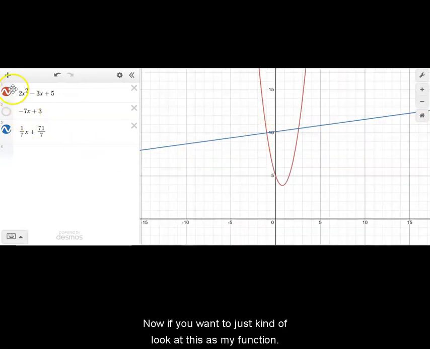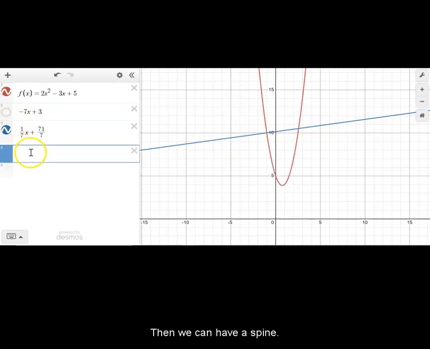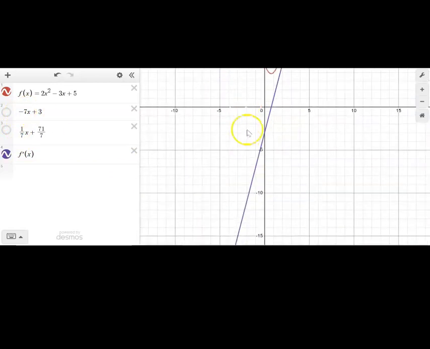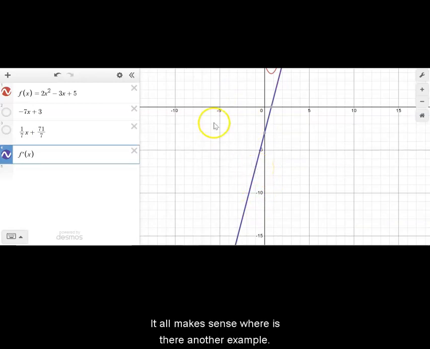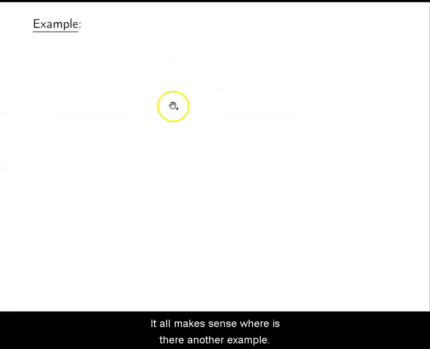Right. And now if you wanted to just kind of look at this as my function, and then we can have f prime of x as well. Okay, so this was my derivative function. And so we know that at -1, it should have an output of -7. Here we go. Okay. Right. So it all makes sense for us here. Let's look at another example.